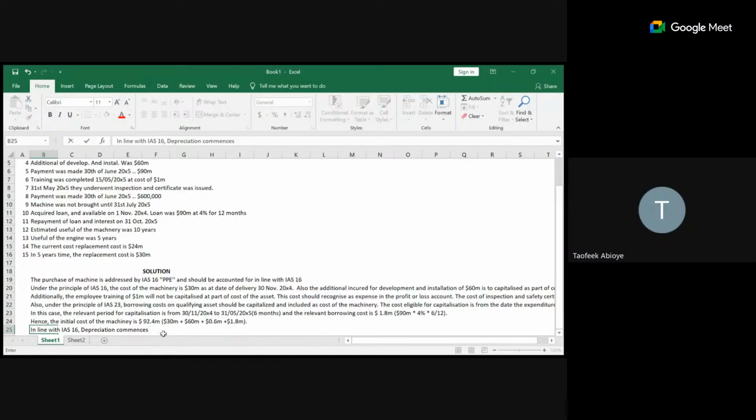Depreciation is like a fraud, though. Depreciation can be used to manipulate financial statements. So that is why the standard is giving us guidelines.